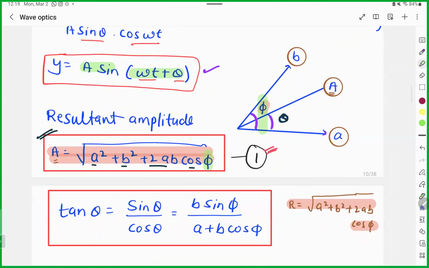If you calculate tan theta here, it will be perpendicular by base. What is perpendicular in this case? B sin phi, and the base is a plus b cos phi. Okay.